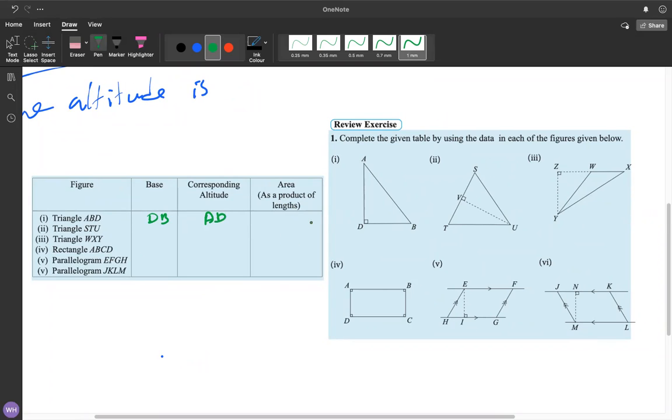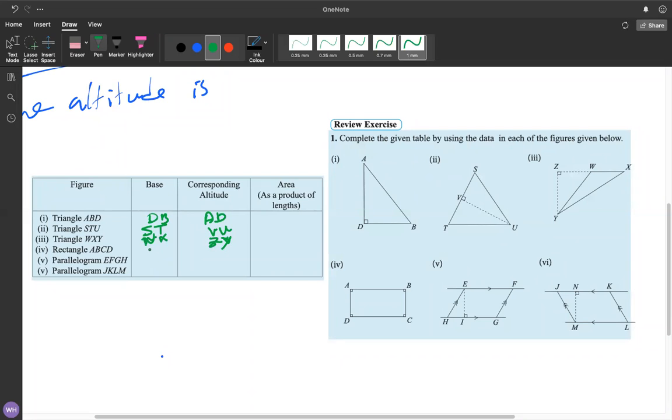This one, what is the base? Should be ST, ne? ST. Should be VU. VU. In the triangle WXY, yes, the base is WX. All right. And the corresponding altitude is ZY, right? Okay, good. Then the rectangle ABCD, simple.